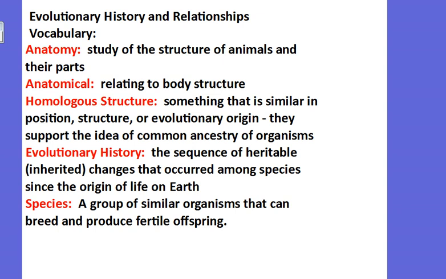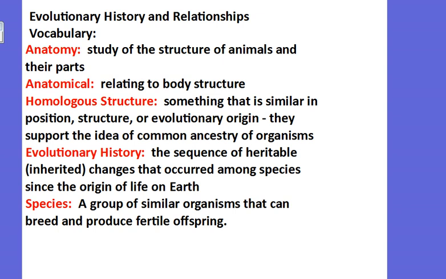part of the body. Homologous structures, when we use the word homologous, it means similar. It doesn't mean it's exactly the same or identical. It means it's similar. You can see a lot of things that are alike, even if they're not exact. So homologous structures is something that's similar in position, meaning where it's located in the body, structure, what it looks like, or evolutionary origin, so where it came from. And so the presence of these homologous structures helps to support the idea of common ancestry, that organisms have a common ancestor.